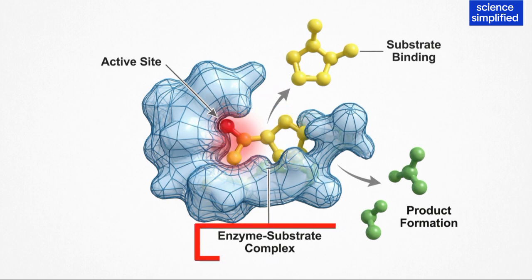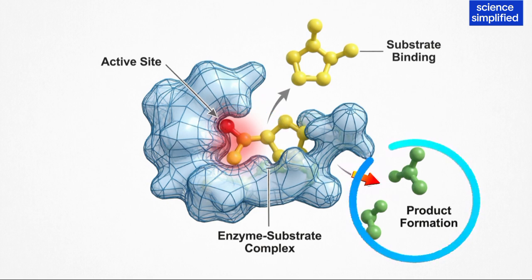Step 3. Enzyme-Substrate complex. In the next phase, the substrate successfully enters the active site. This temporary union is called the enzyme-substrate complex. At this stage, the enzyme holds the substrate in a specific position, putting stress on its chemical bonds. This lowers the energy required for the reaction, allowing it to proceed rapidly.